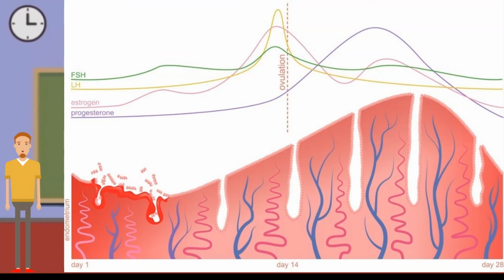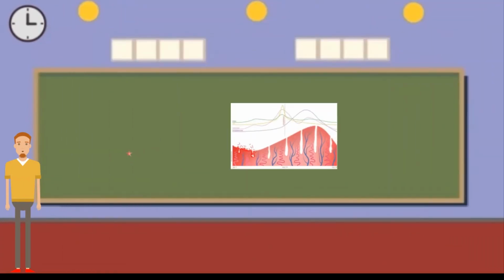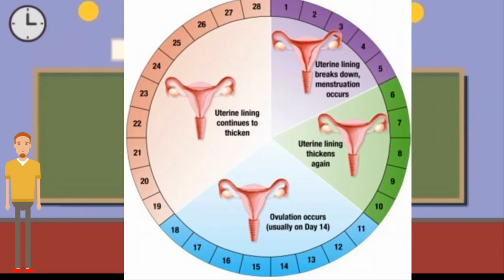At this point there is the period, there is the shedding of the lining of the uterus, and then there is the start of the next egg preparation. This is the full menstrual cycle.